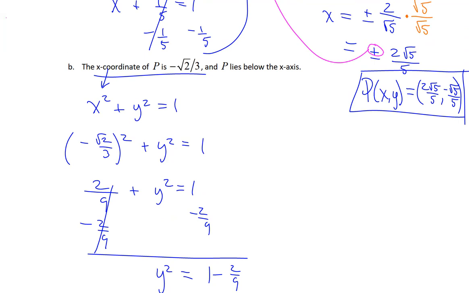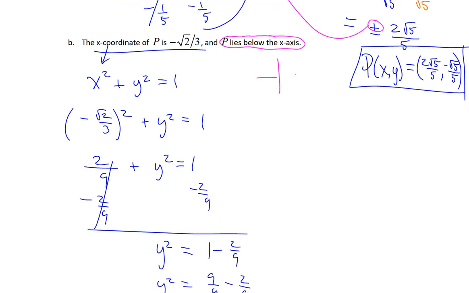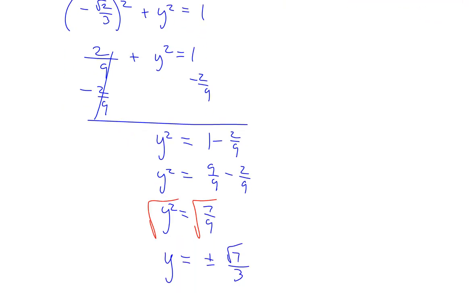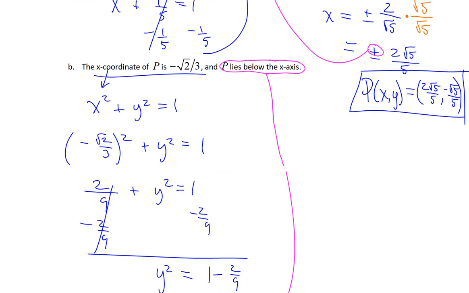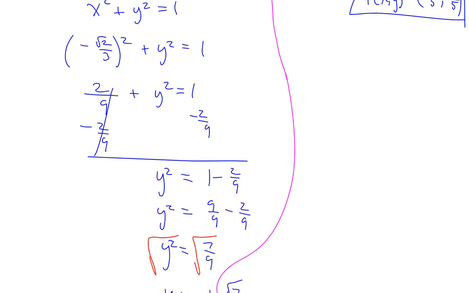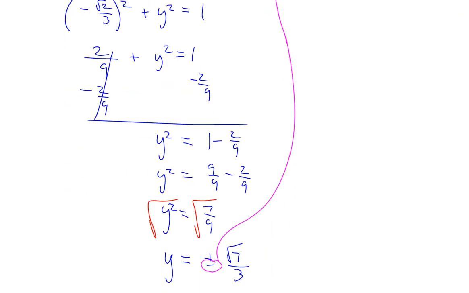So if we go back up here to the problem, they said that P lies below the x-axis. What does that mean? Well, in this region below the x-axis, the y values are always what? They're always negative. So that means we're only going to use the negative version of our answer because of that extra information that they gave us. P is below the x-axis. It's got to be the negative version of it.